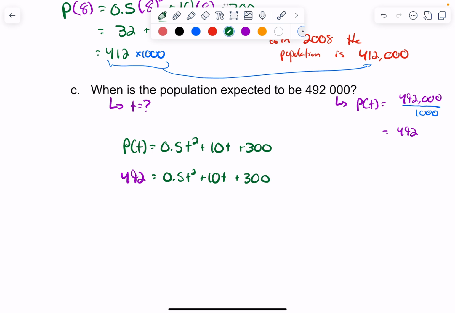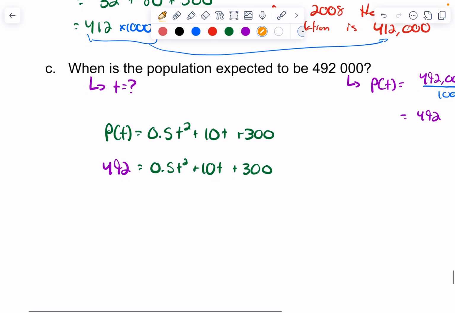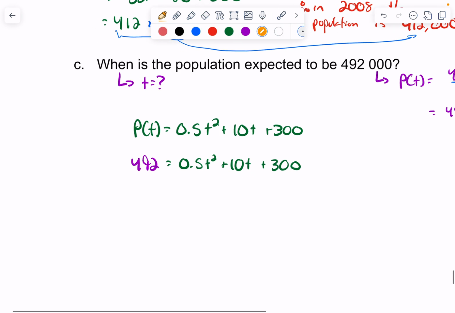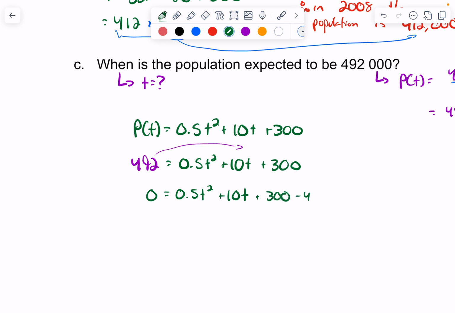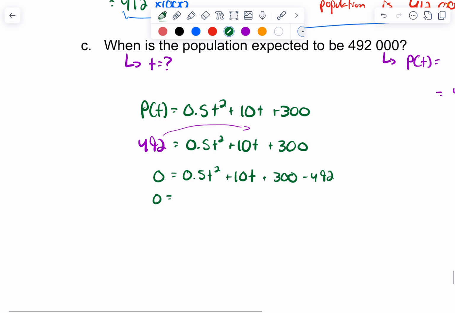Okay, what do you think you're doing? All right? We're looking for this unknown, this t value. That's our unknown. And in the context of quadratics, when you're looking for the variable that has a squared on it, well, you got to factor this, okay? Factor it. So bring the 492 over to the other side. So that would be 0 equals 0.5 t squared plus 10t plus 300 minus 492. So 0 equals 0.5 t squared plus 10t, and then 300 minus 492 is minus 192.